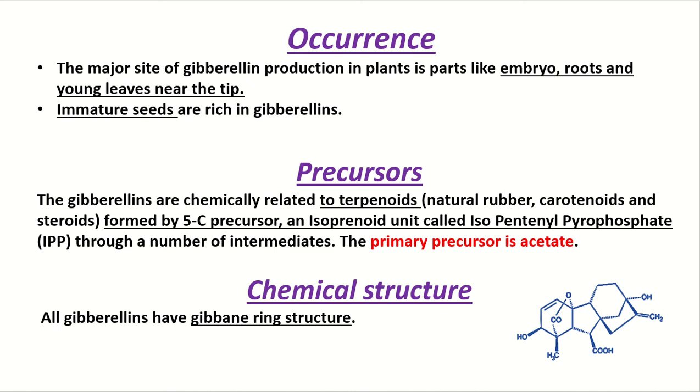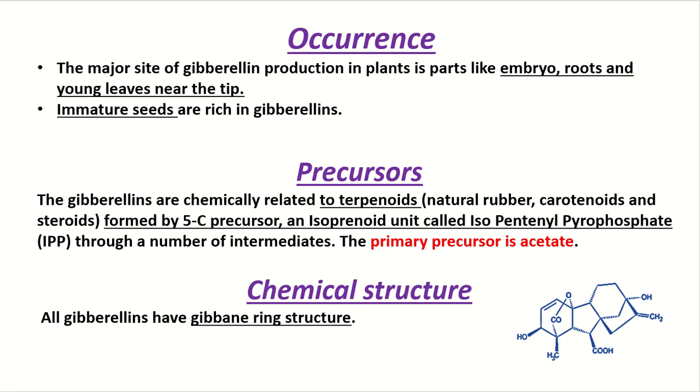Gibberellins are chemically related to the compounds terpenoids like natural rubber, carotenoids and steroids, which are formed from the 5-carbon precursor known as the isoprenoid unit, that is isopentenyl pyrophosphate, that is IPP, which is formed through a number of intermediates, even though the primary precursor is the acetate group.